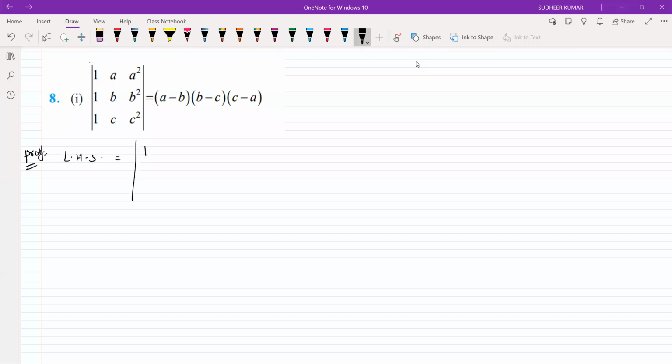LHS is the determinant with rows 1, a, a square; 1, b, b square; 1, c, c square. Right? So for the right side we need (a minus b) into (b minus c) into (c minus a). How to make this as a minus b, b minus c and c minus a? First let us make any two, either a minus b, b minus c, or b minus c, c minus a, like that. How can we get it? Do you get any idea?